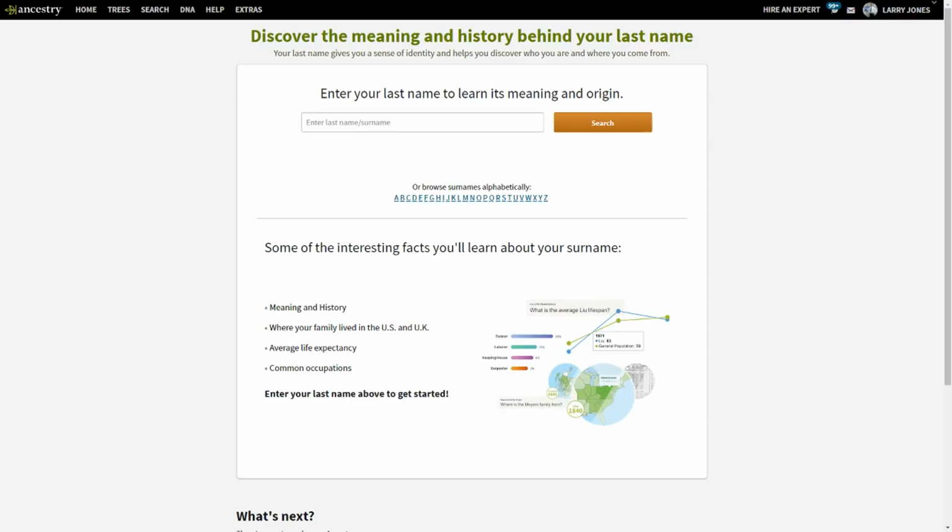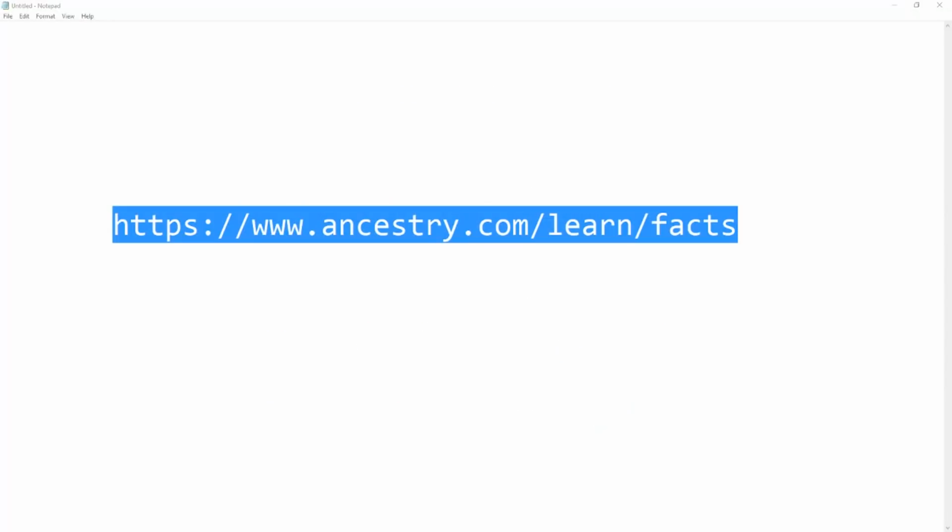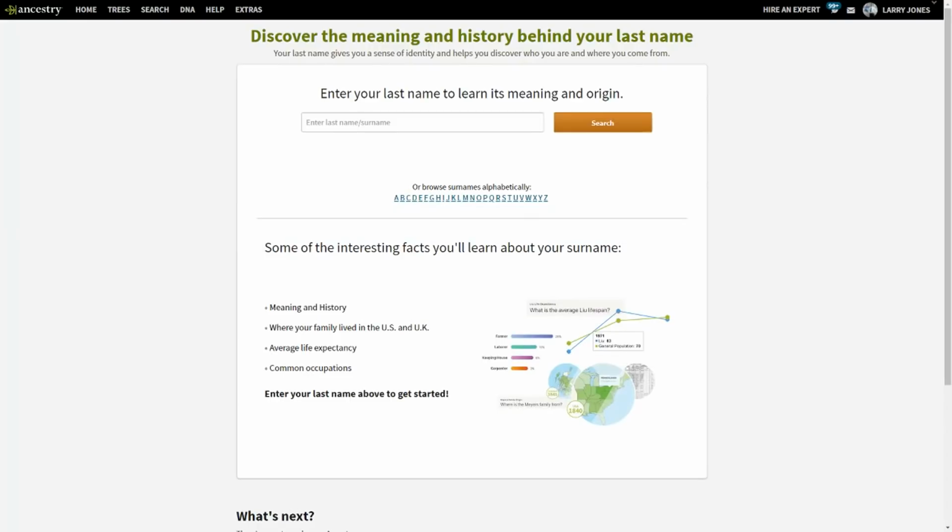And how you get to it is you go to ancestry.com/learn/facts. So ancestry.com/learn/facts, and that brings you to this page. And this is the surname research page.